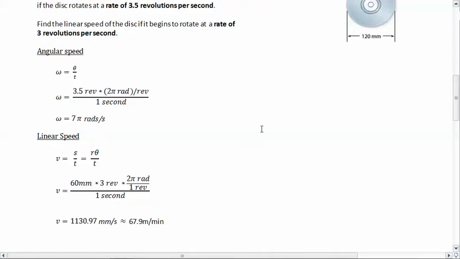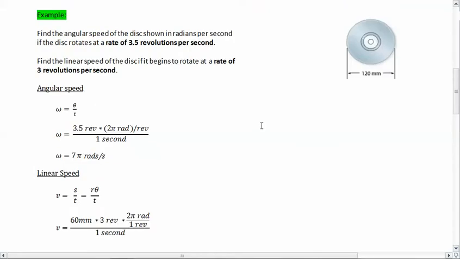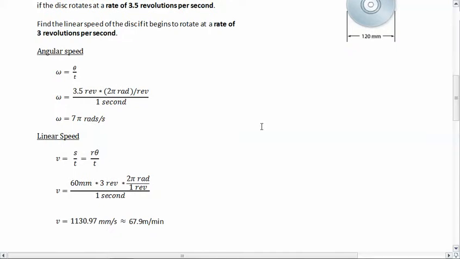So we went 3.5 revolutions. The amount of radians per revolution is 2 pi radians per 1 revolution. We know that there's 2 pi radians in every single revolution, or every single time you go around that circle. And we went around in 1 second. So we had a rate of 3.5 revolutions per second. If we were trying to find the angular speed, which is part 1, we say 3.5 revolutions times 2 pi radians per revolution divided by 1 second, and we get 7 pi radians per second. That's my angular speed.